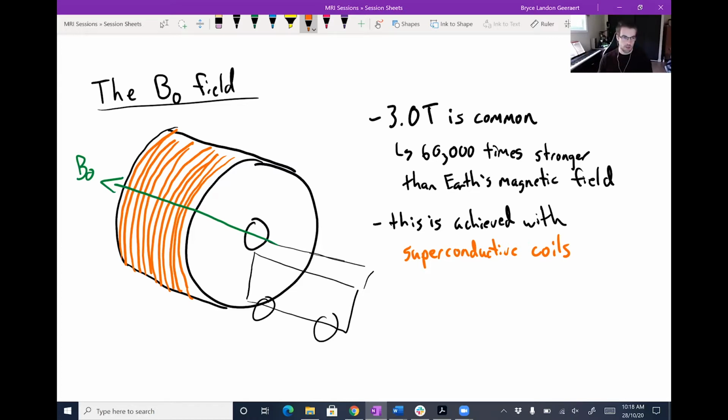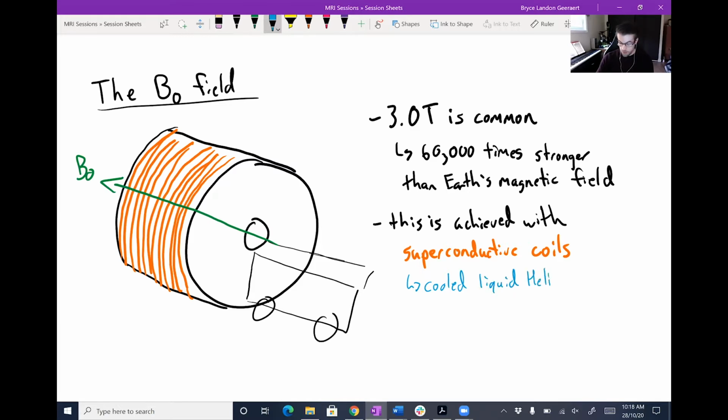What you do need to do, though, is keep the wires very, very cold. That's what allows them to become superconductive. So I'm just going to make another note here. In MRI, they're cooled with liquid helium, cooled by liquid helium.